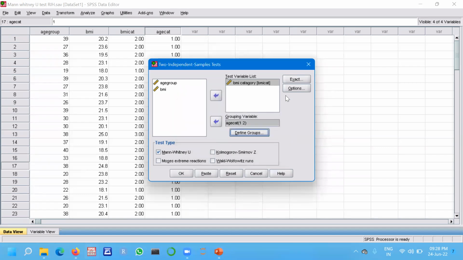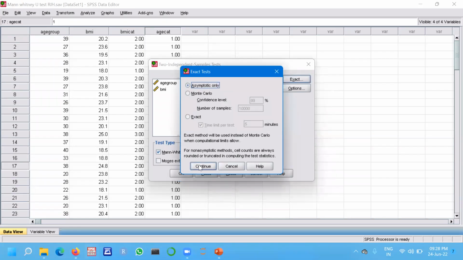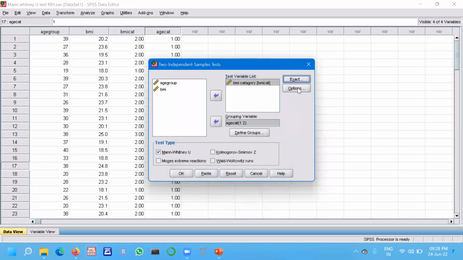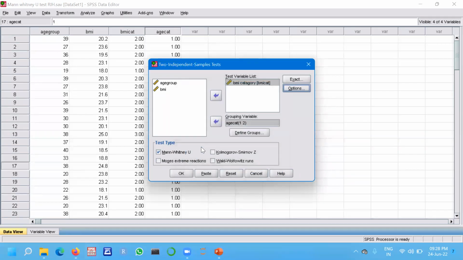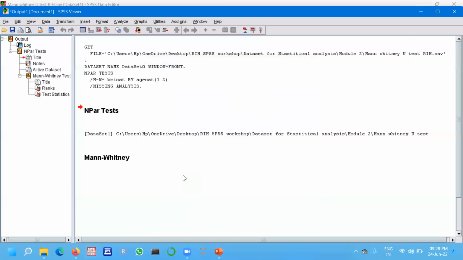Now continue. Exact, nothing to manipulate here. Under options, if you want any descriptive data, you can click descriptive, otherwise it is not needed. Here I am not doing it. I am taking the Mann-Whitney U test, clicking on the Mann-Whitney U test, and giving OK.